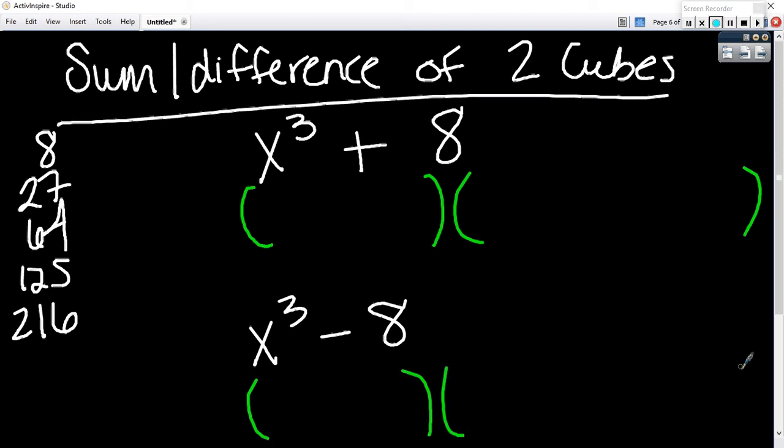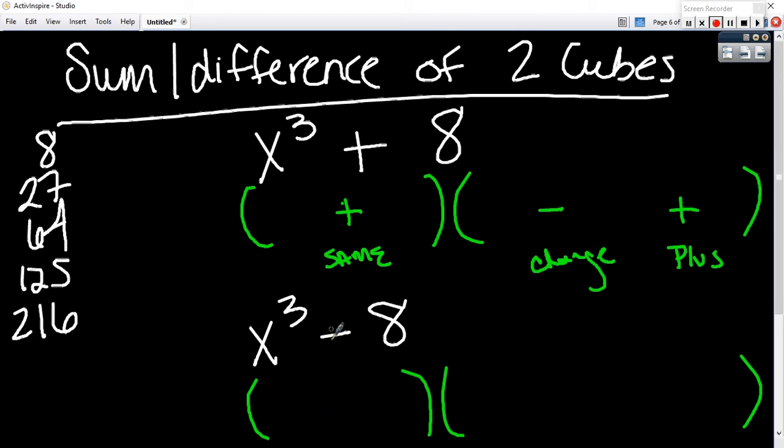You set your signs up first. Your signs go same, change, plus, always plus. Okay, same, change, plus, every single time. So down here, if it was a difference of 2 cubes, it would be minus, plus, plus. Same, change, plus. You're going to fill out the little parenthesis first, okay?